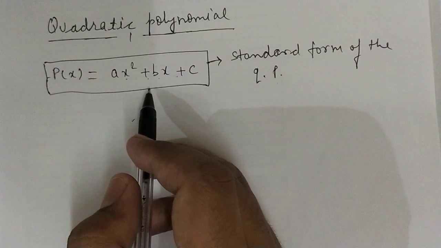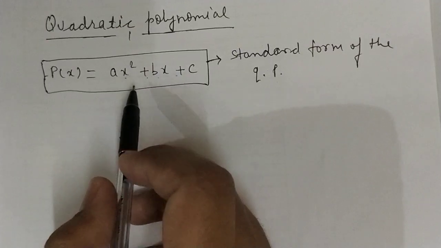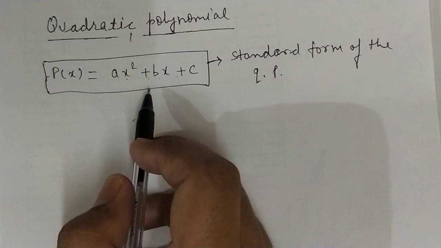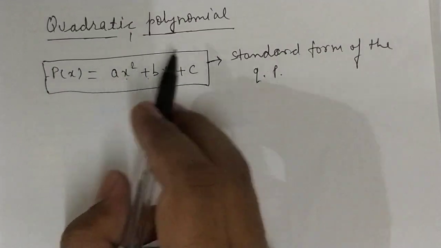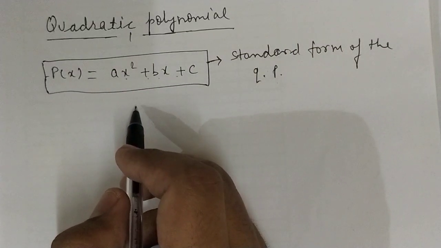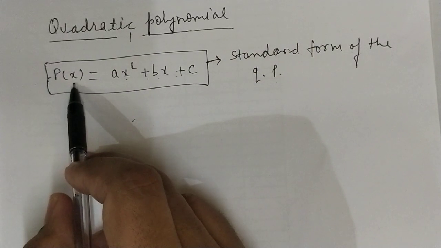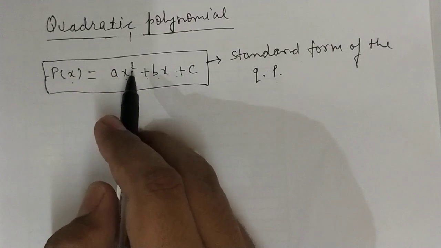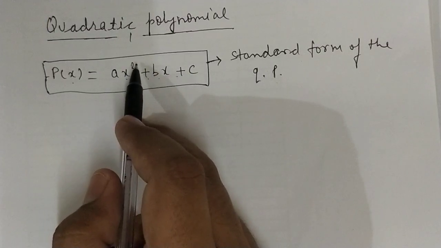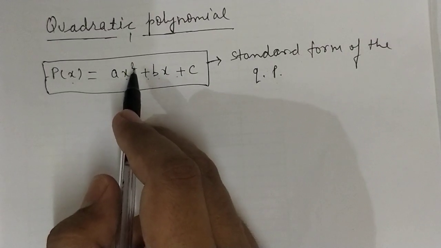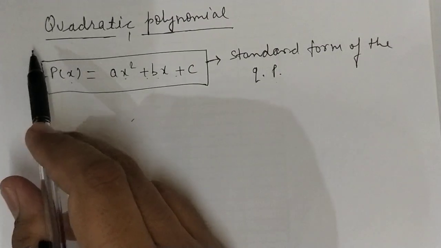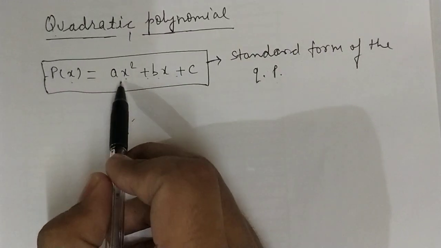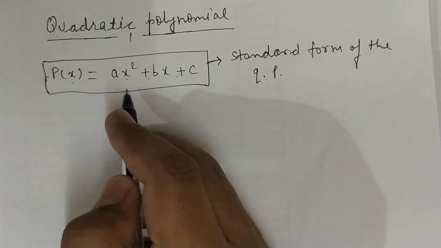If you wish to define the quadratic polynomial, you can define it as a polynomial which has degree 2. What is the meaning of degree? Degree means the highest power of the variable in the given polynomial. So here the variable is x, only one variable is there, and the highest power of the variable is 2. If the highest power of the variable is 2, then the polynomial will be called a quadratic polynomial. So in a quadratic polynomial you will get the highest power as 2, or we can call it degree 2.